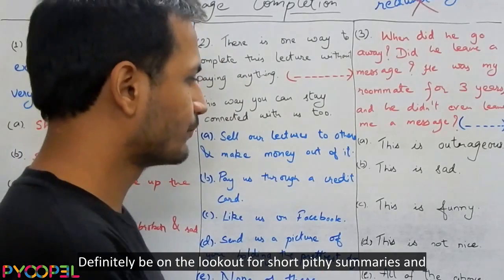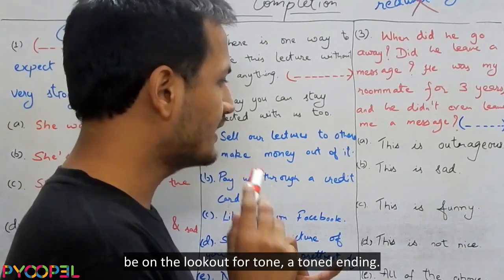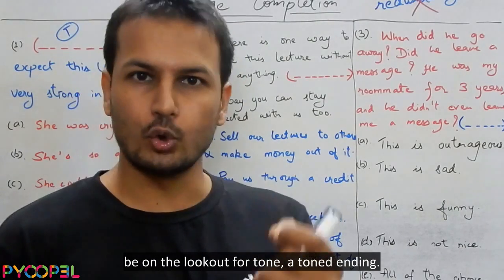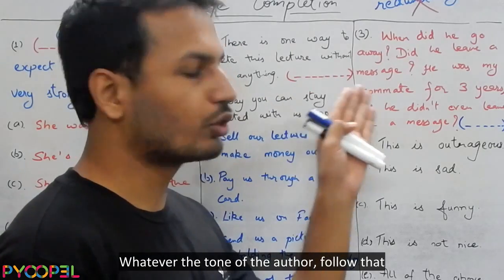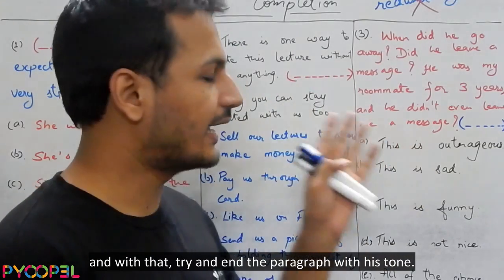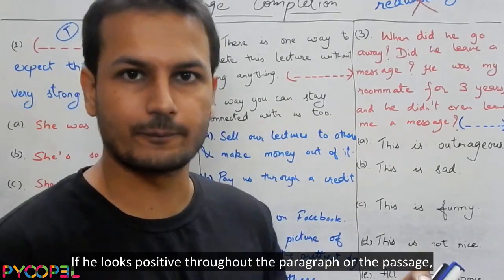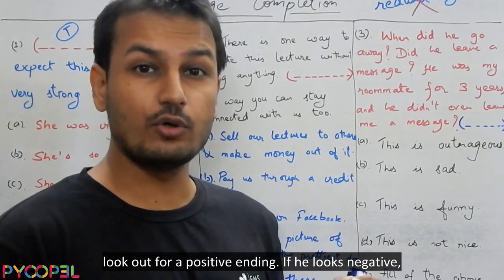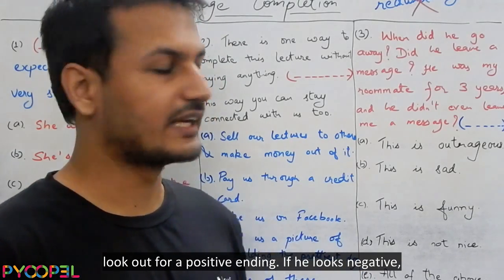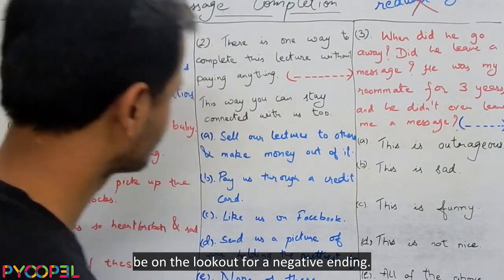So avoid that. Definitely be on the lookout for short pithy summaries and be on the lookout for tone, a toned ending. Whatever the tone of the author, follow that, and with that try and end the paragraph with his tone. If he looks positive throughout the paragraph or the passage, look out for a positive ending. If he looks negative, be on the lookout for a negative ending.